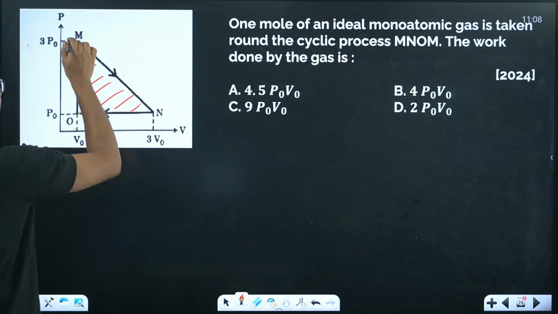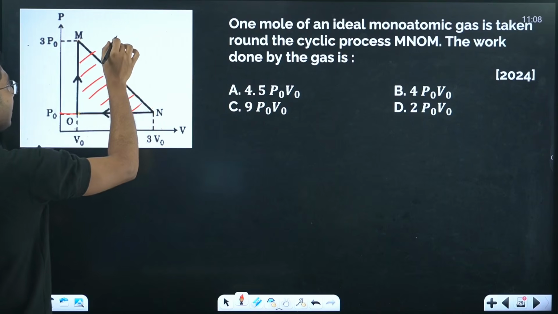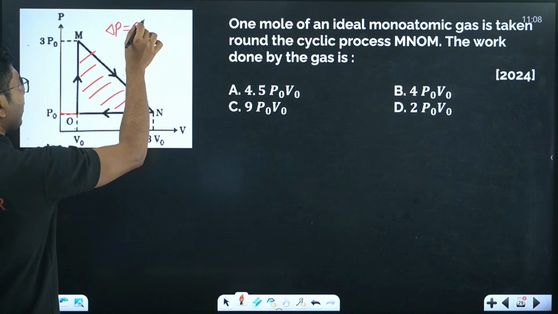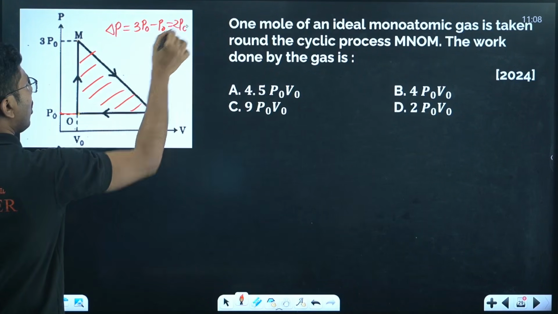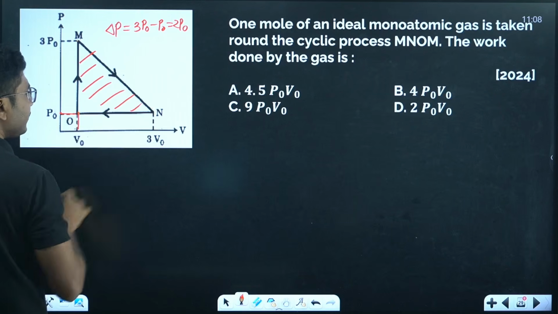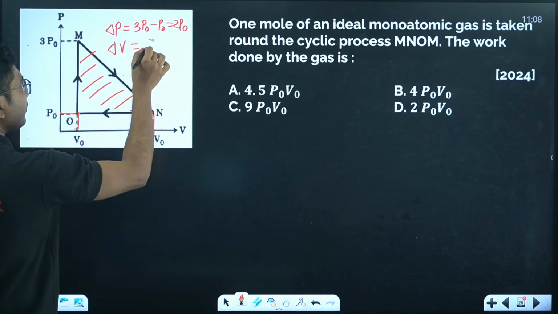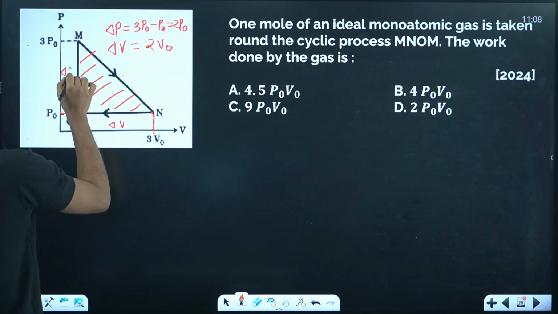Okay, so how to calculate? Initially pressure was P naught, final pressure is 3 P naught. So what is the change in pressure? Change in pressure is 3 P naught minus P naught, that is 2 P naught. What is change in volume? Initial volume is V naught, final volume is 3 V naught. So change in volume will also be 2 V naught. Okay, this is delta V, this is delta P.